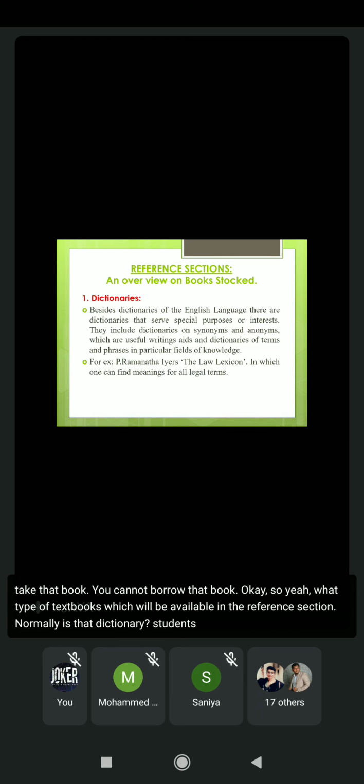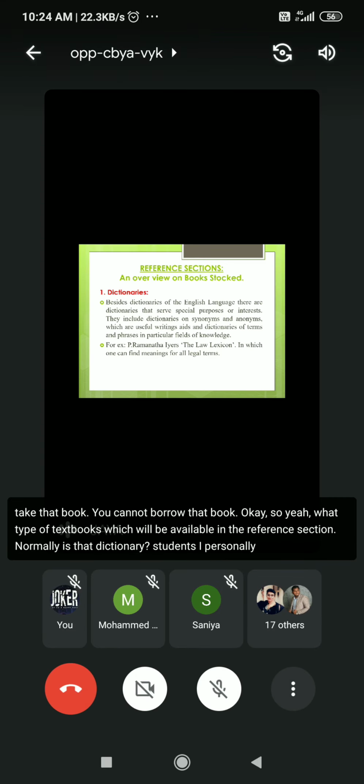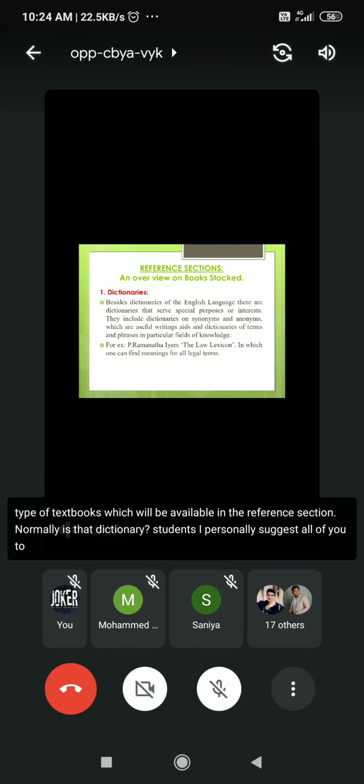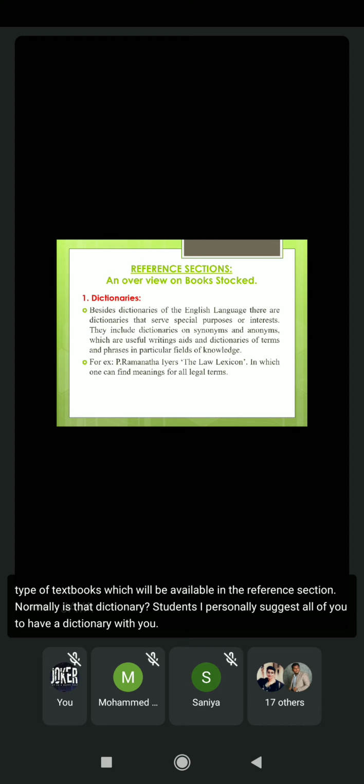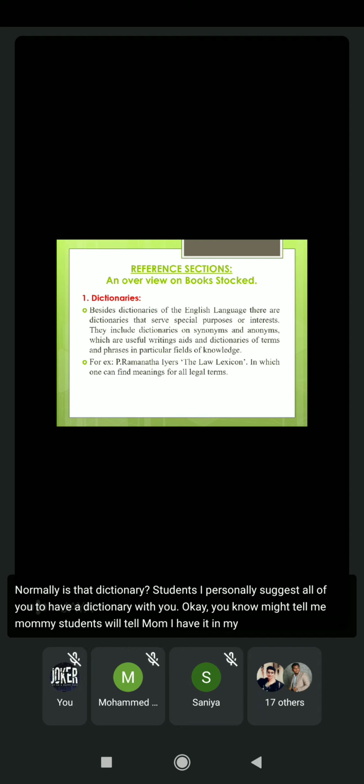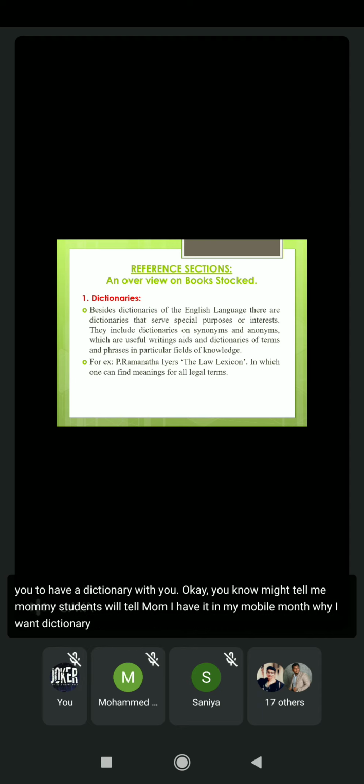Students, I personally suggest all of you to have a dictionary with you. You might tell me, ma'am, I have it on my mobile, why do I want a dictionary? Everything is available in the dictionary, no?